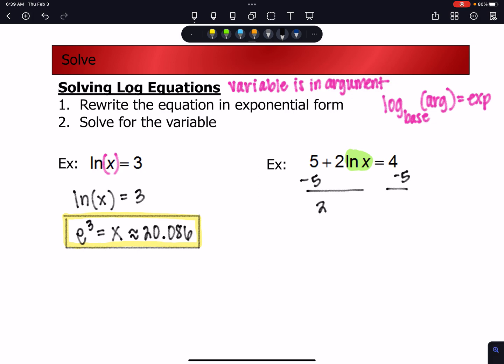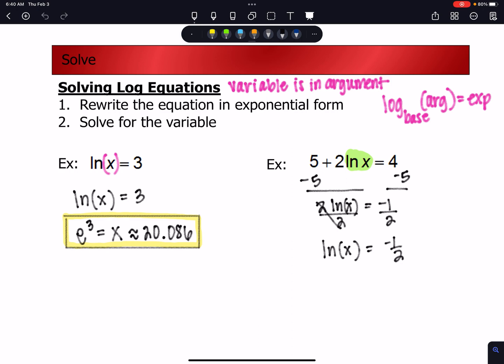That's going to leave us 2 times the natural log of x equals -1. And then we'll divide both sides by 2. And we've got the natural log of x equals -1/2. Now this negative is kind of an alert to me. What's allowed to be like negative and what's not allowed to be negative?